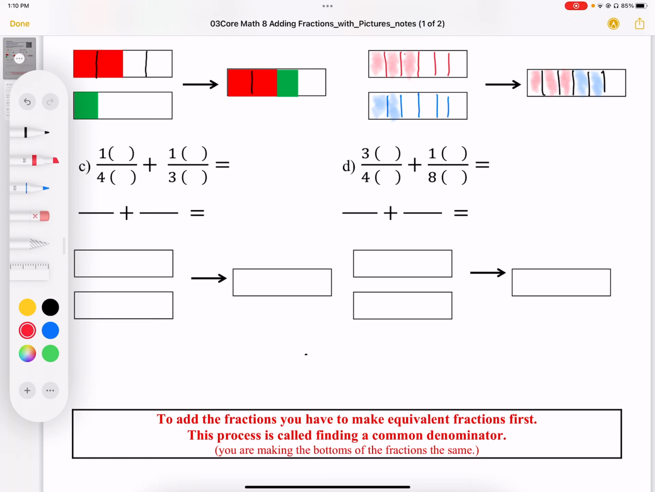So the main idea with adding fractions is we need to have the same size pieces. Adding is counting, and to count, we need to count the same size pieces. So when we talk about a 1/4 fraction and a 1/3 fraction, I'm just going to sketch this in. I'm going to draw this in thirds like this.